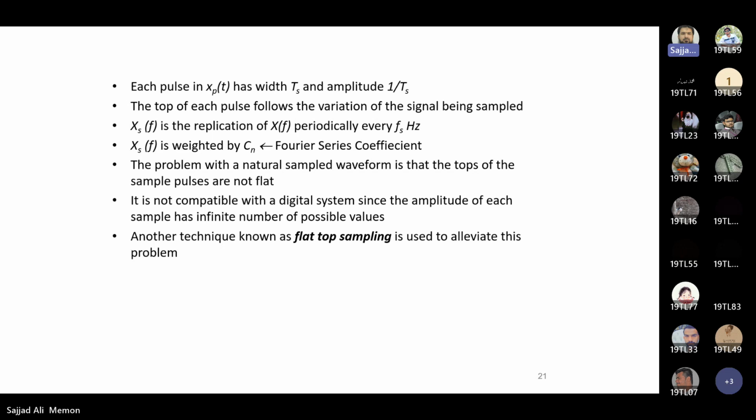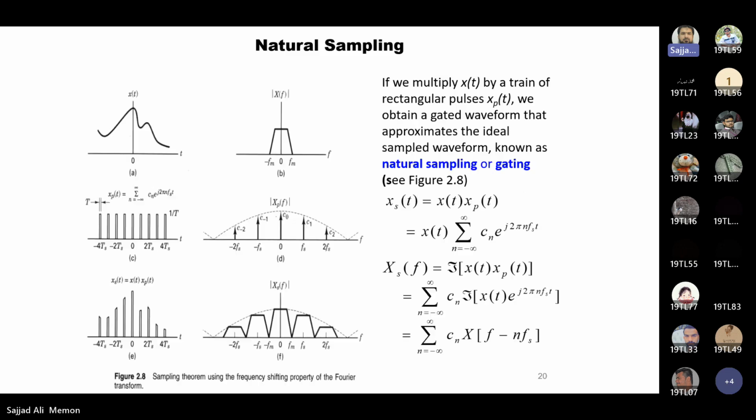The problem with a natural sample waveform is that the tops of the sample pulses are not flat. It is not compatible with a digital system since the amplitude of each sample has an infinite number of possible values. Another technique known as flat top sampling is used to alleviate this problem. So see here, the sample tops are not flat, they are at an angle with respect to the analog signal. So these angles can be infinite, so this cannot be deemed a practical sampling.